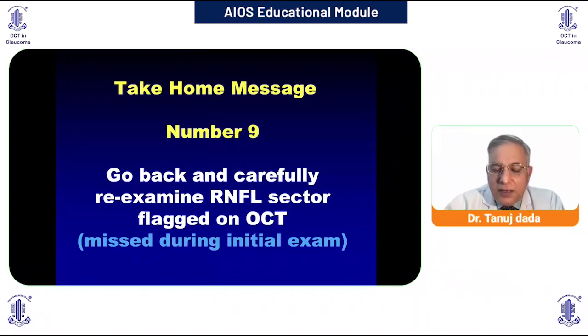If you examine the patient and you feel it is normal, and you ask the OCT to be done for a suspicion, and the OCT shows an abnormality, you must go back and carefully re-examine the sector in which the OCT has labeled an abnormality, and you will realize sometimes you have missed the RNFL defect clinically, and the OCT has picked it up. That is how you become more alert in picking up clinical RNFL defects. So go back and check the RNFL in the sector which the OCT turned as abnormal.